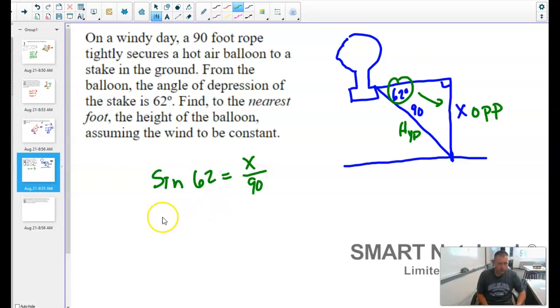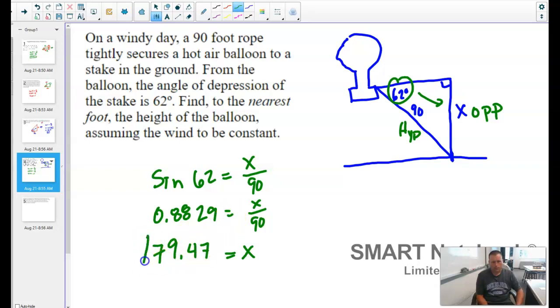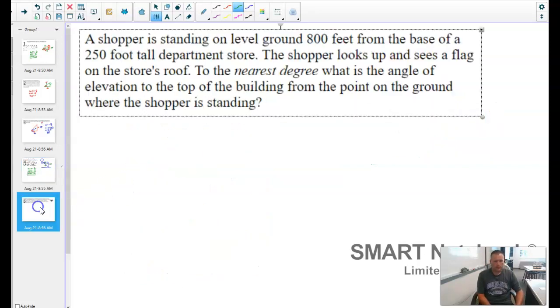And that's going to give you 0.8829 equals X over 90, and then we just got to times by 90. So times that by 90, and I get X is equal to 79.47. Bada bing, bada boom. Bueno. Now let's do one more.